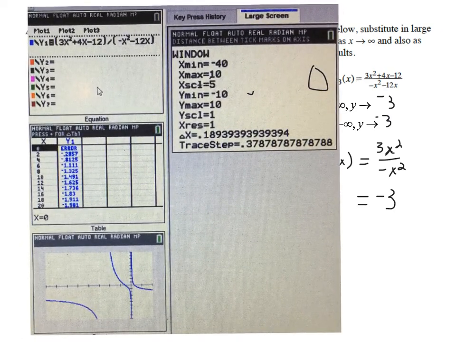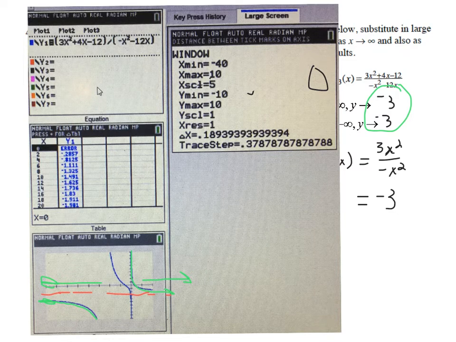You can see that if I was to draw in a horizontal asymptote at negative 3, that this graph, as x becomes very large in a positive sense, in other words, as x is going to positive infinity, keeps getting closer and closer to a negative 3. And as x goes to negative infinity, this graph keeps getting closer and closer to a negative 3. Therefore, the end behavior as x goes to positive infinity or to negative infinity is a negative 3.